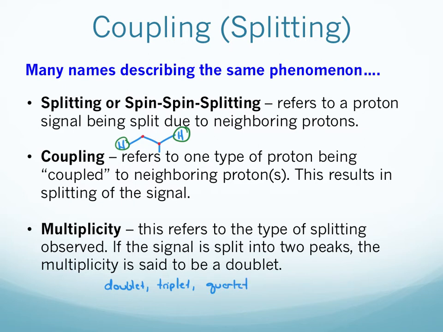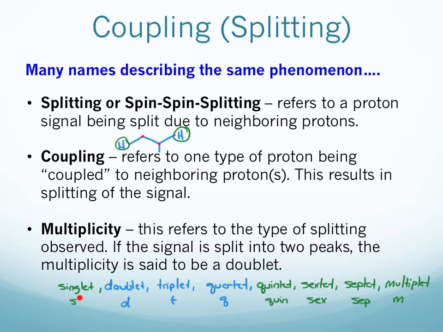And many times people want to be a bit lazy and not write out these full terms. So a lot of times you'll see D for doublet, T for triplet, Q for quartet. And just to fill in the others, here are your other abbreviations for singlet, quintet, sextet, septet, and multiplet. And some of these, to not be repetitive, we use slightly longer terms as opposed to just one letter.